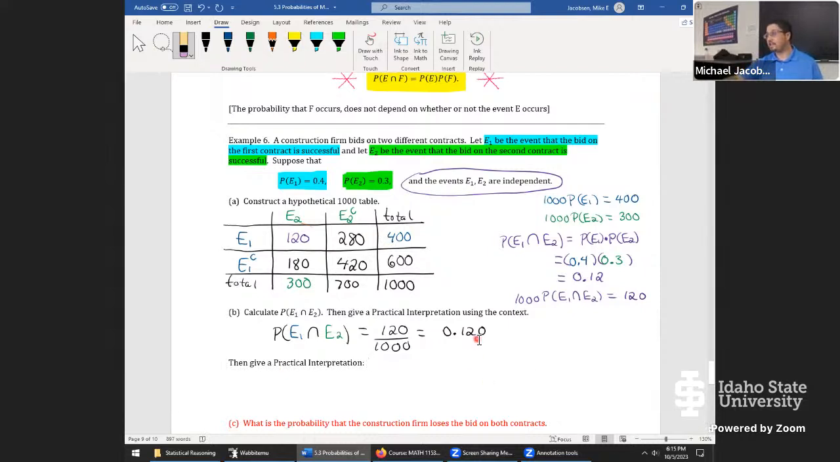First, any questions, folks, on getting the 0.12? I kept the 0 for no reason in particular, but just as a reminder, the decimal place here moved to the left 3 positions when we divide by 1,000. But any questions so far?